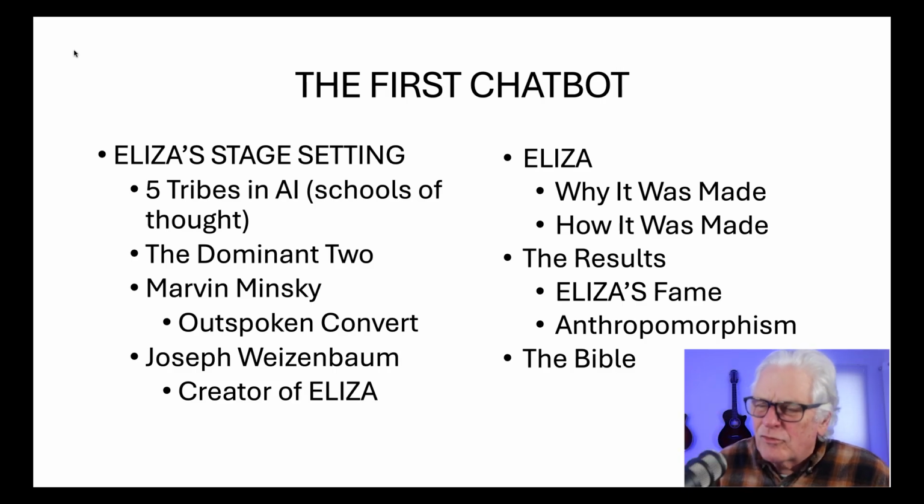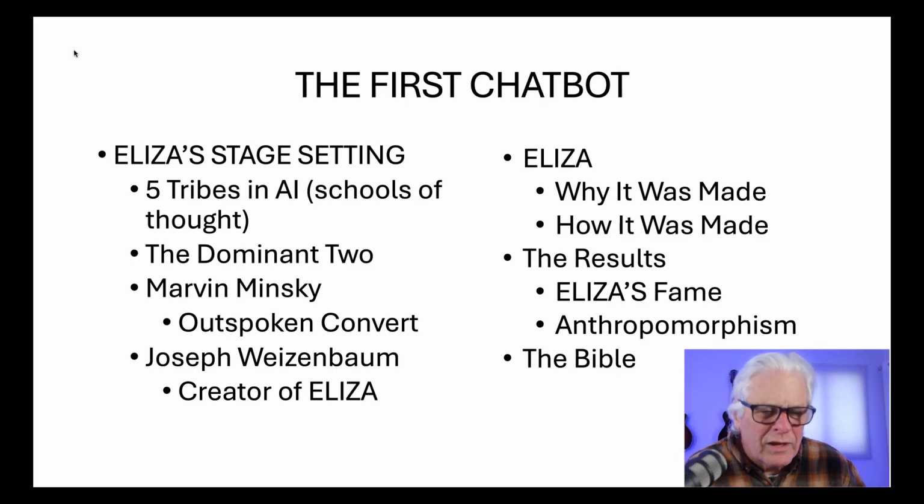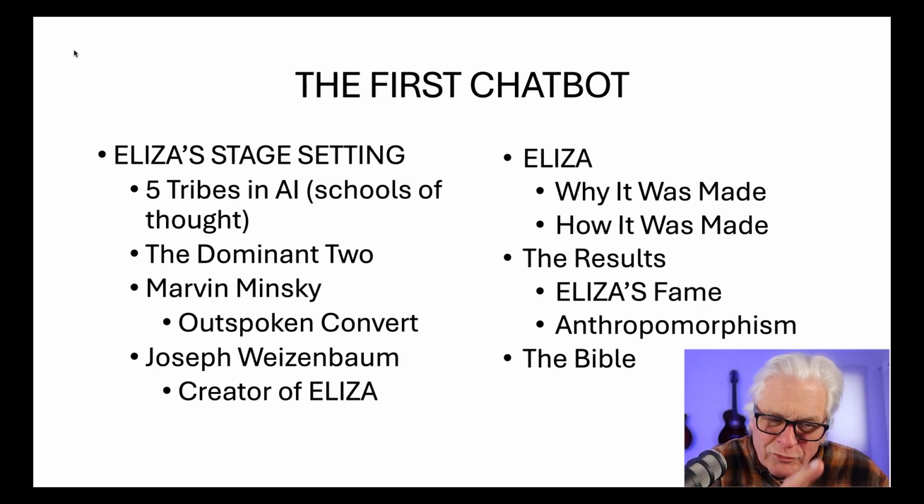I want to set up the stage for Eliza, the schools of thought at that time. There are 5 of them, and I'm going to talk about the dominant 2. Marvin Minsky. Who's Marvin Minsky? I'm going to introduce you to him. He's an outspoken convert who helped set the stage for keeping one in control, dominating the other.